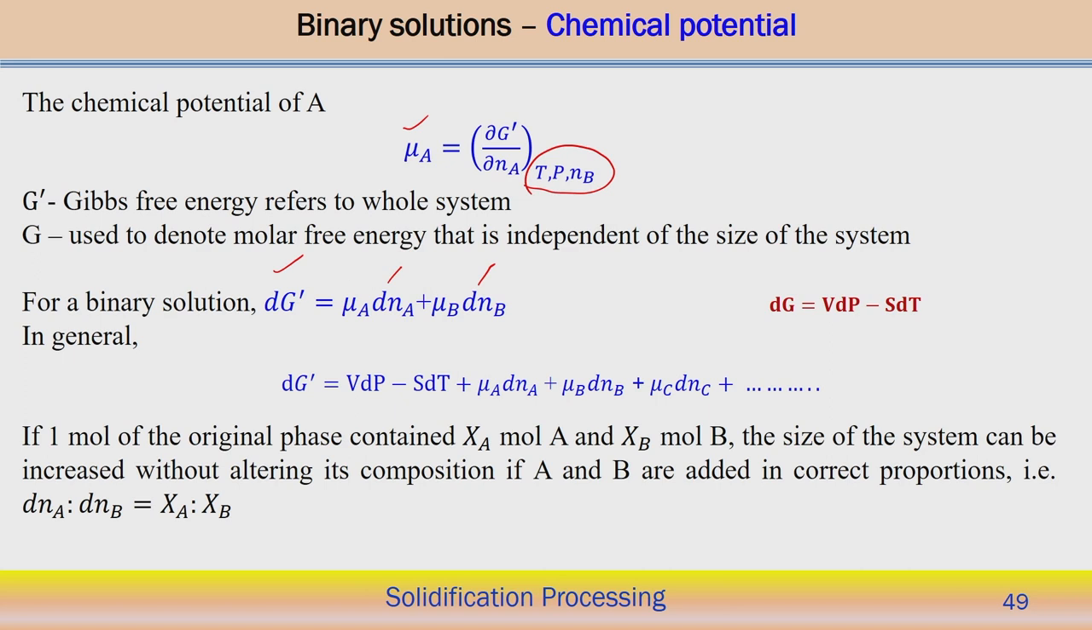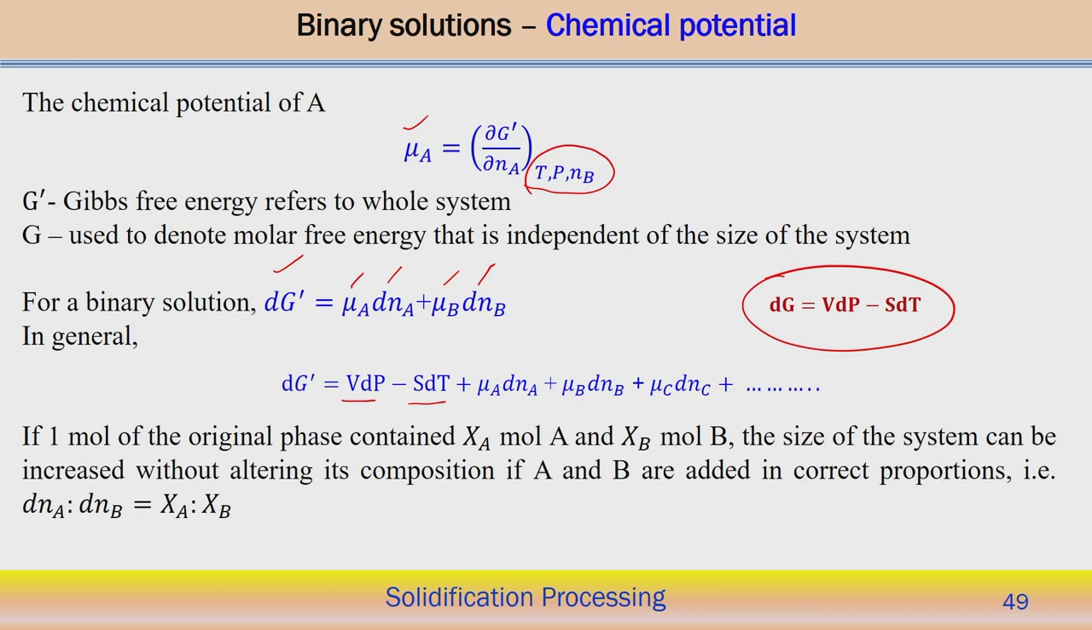So here mu A is the chemical potential for the addition of the atoms A to the solution, and mu B is the chemical potential for the addition of B to the solution. Based on that, in general we can see that the total Gibbs free energy for the whole system can change like V dP minus S dT. This expression we know: dG equals V dP minus S dT.